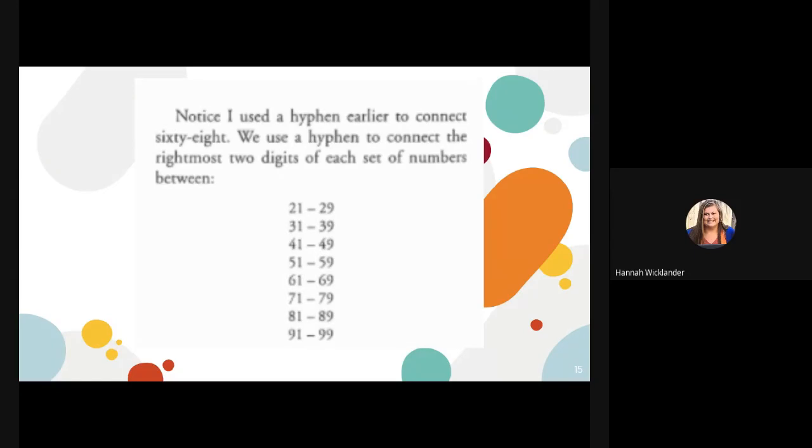What I have been doing is using my whiteboard and writing it down. But since I can't show you my camera, I can't use my whiteboard. So I just put it in the chat. We have 52. So you write 50-2. So there's always a hyphen between the 10s and the 1s.